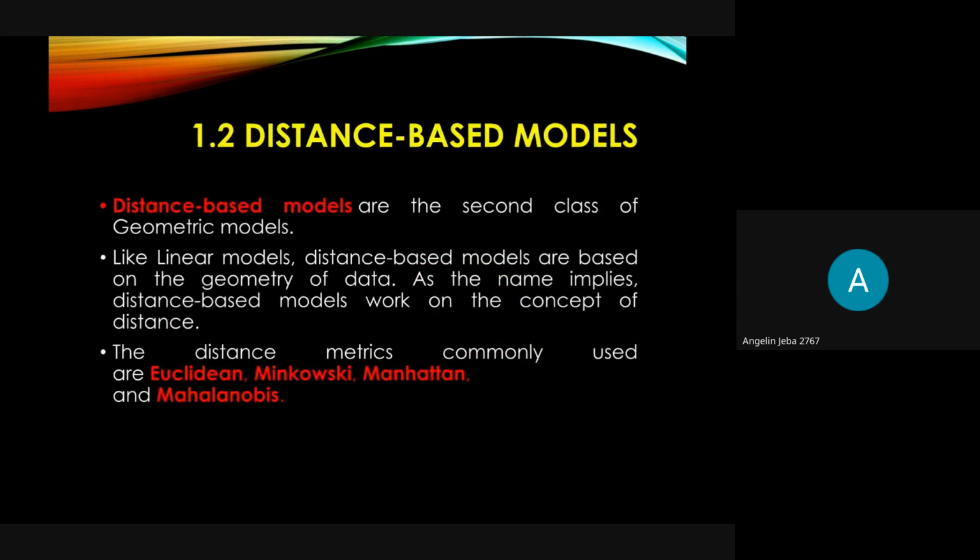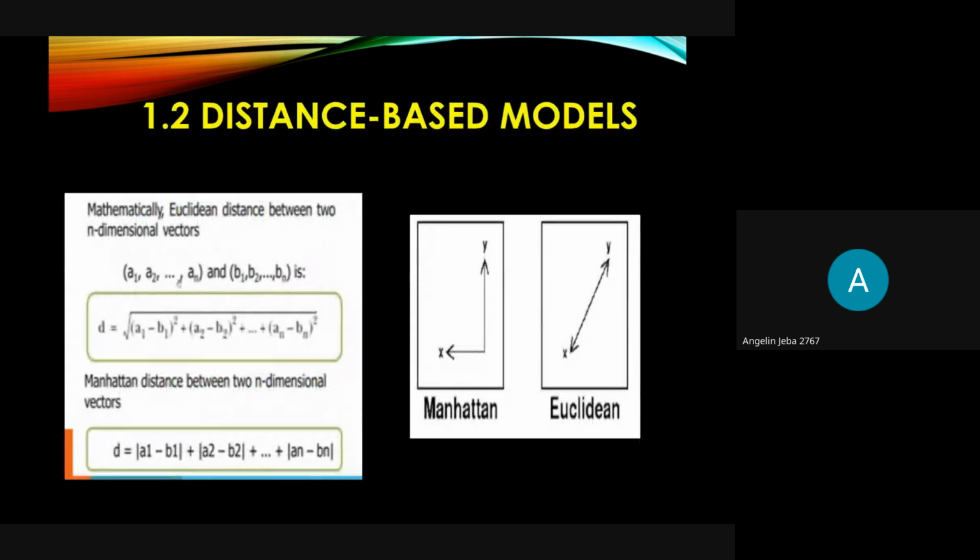Okay. And here the distance based model is the second class of geometrical model, and here we make use of Euclidean distance, Minkowski, Manhattan, and Mahalanobis. Okay, so here Euclidean distance and Manhattan distance we'll be learning about, and many problems will come based on these two distance calculation models. Okay, so this is a formula for Manhattan and the Euclidean distance. So that is A1 minus, we'll be solving these problems in the second module.